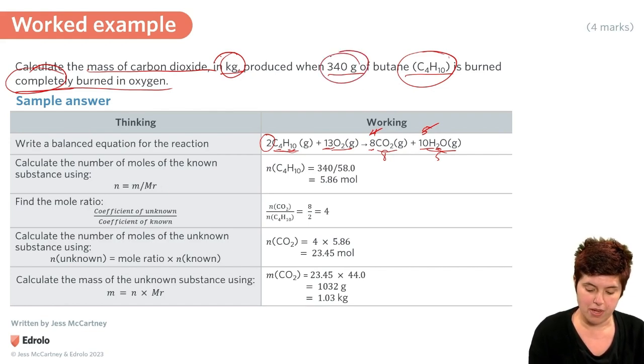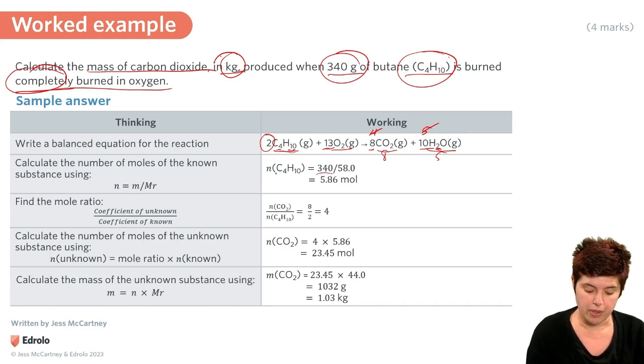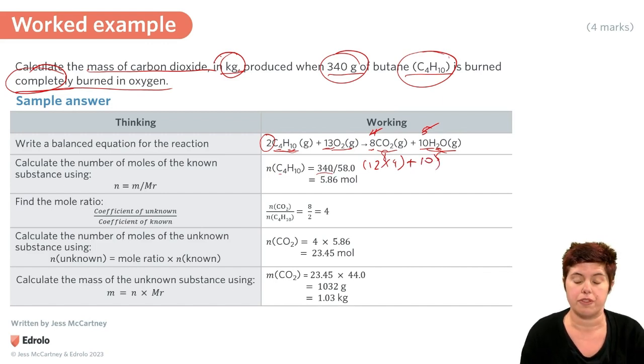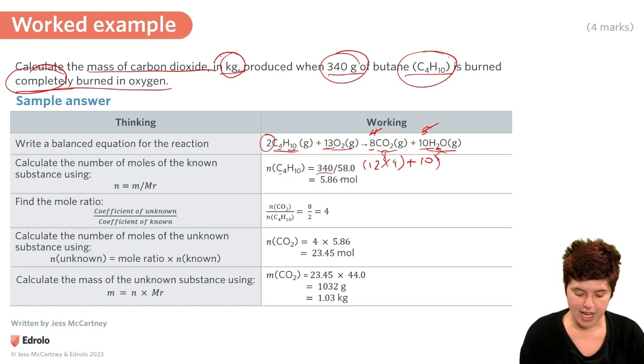So we have the mass of butane, 340, divided by the molar mass. Now remember, the molar mass is the atomic masses added up. So it will be carbon, which is 12, times 4, plus 10 hydrogens, so plus 10, and that would equal 58. Then you can do 340 divided by 58, and that gives you 5.86 mole.